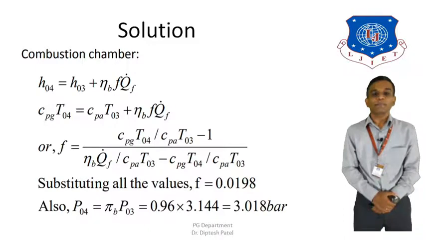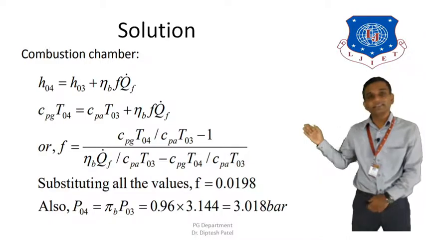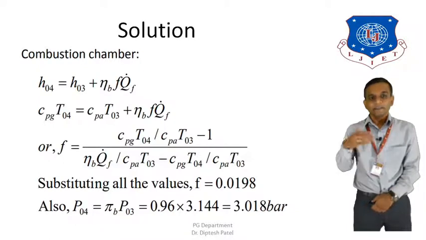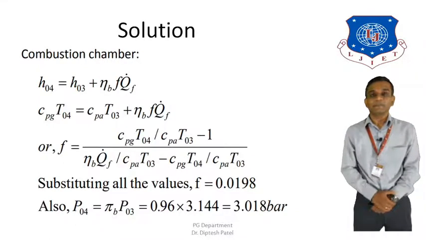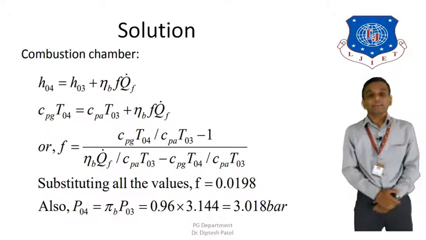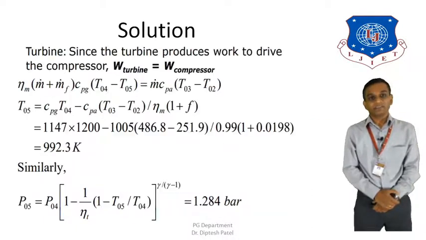Similarly, let's find out the pressure at the outlet of the combustion chamber, PO4, which is equal to pi_B times PO3. That is the pressure reduction factor, 0.96, into 3.144, and here we get the value of the pressure at the outlet of the combustion chamber, which is equal to 3.018 bar. So this is the pressure at the exit of the combustion chamber.